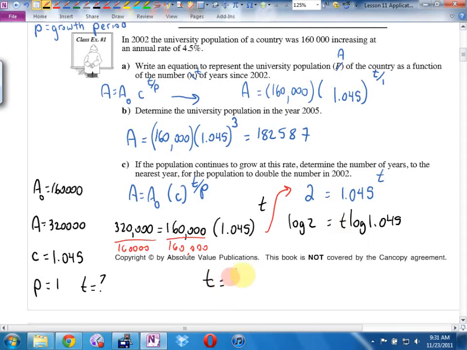How many years after 2002 will this country's university population have doubled? It says to the nearest year. Would that be helpful to know if you were a country? Would that influence how many universities you were building over those years and at what rate? Yeah. Because if your university population is doubling in 16 years, you better make sure in 16 years you've got twice as many university spots. Okay. This is exponential growth.